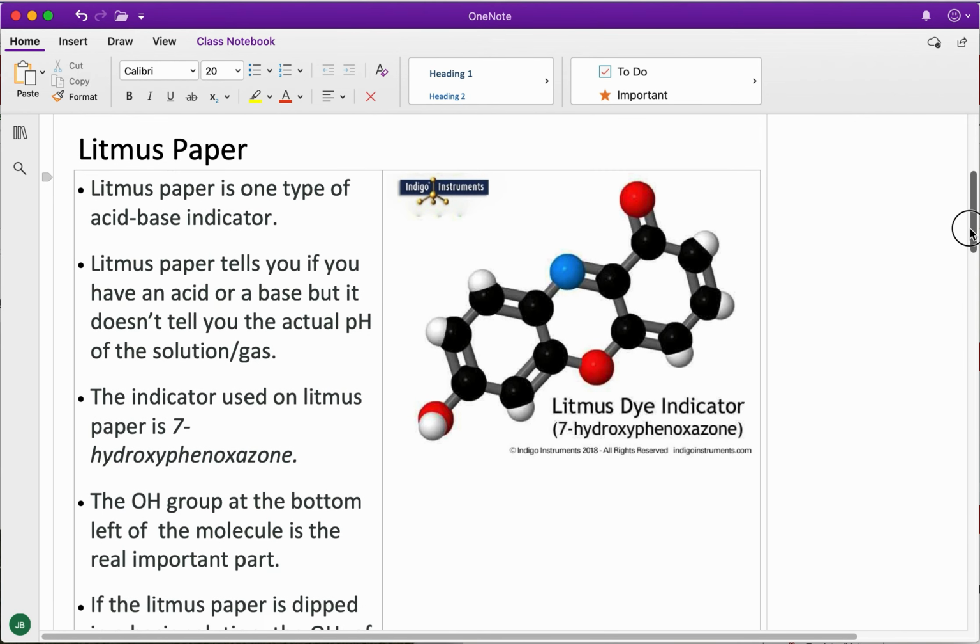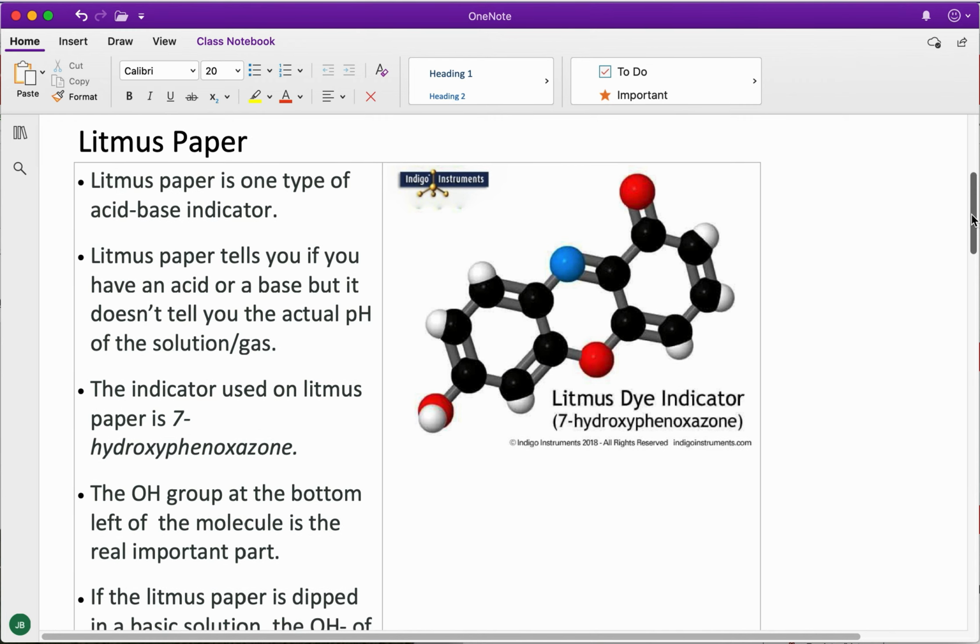Now, litmus paper is probably the most familiar to most people of the acid-base indicators. This litmus paper will tell you if you have an acid or a base, but it's not going to actually tell you the actual pH of that solution or that gas. Now, most litmus paper uses an indicator that is called, let's see if I can get this right, 7-hydroxyphenoxazone. Hopefully I got that one right.